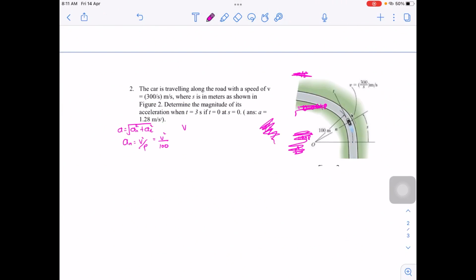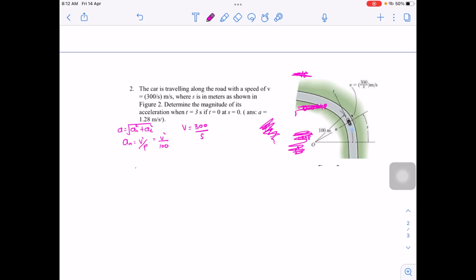So what is V? V is given as a function of 300 over S. But you need to find what is S before we masukkan dekat sini. They ask what is V or what is A when T is equal to 3. So you need to use the relation between S and V.